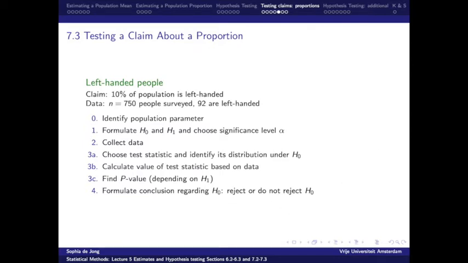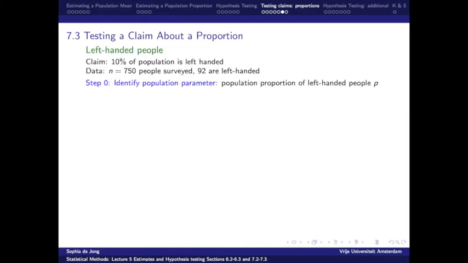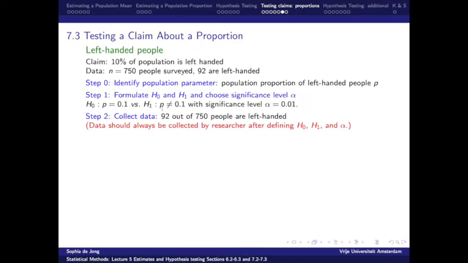First, we identify the population parameter. In this example, that is again a population proportion, and we will call that one P, the proportion of left-handed people. Now we write down the null hypothesis and the alternative hypothesis. This is a two-sided test, and a null hypothesis always contains an equal sign. So the null hypothesis is P being equal to 0.10, and the alternative hypothesis is P being unequal to 0.10. And in this question, it is given that the significance level alpha is equal to 1%. You don't have to come up with that yourself.